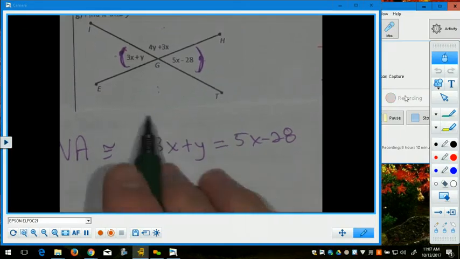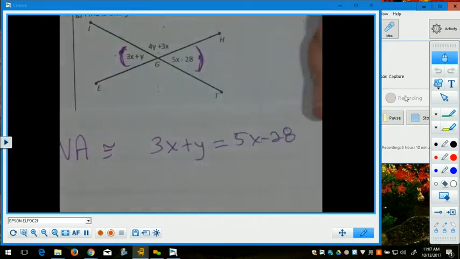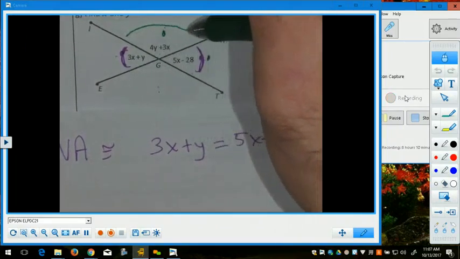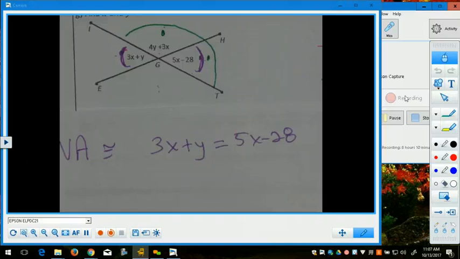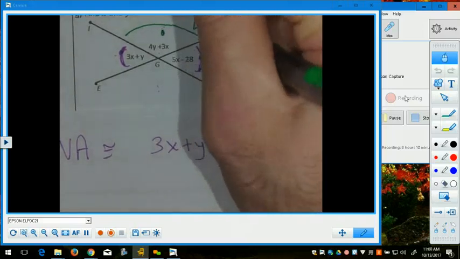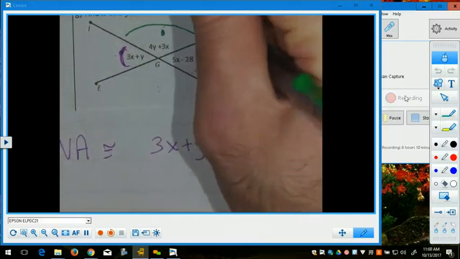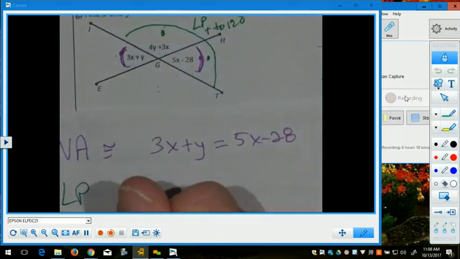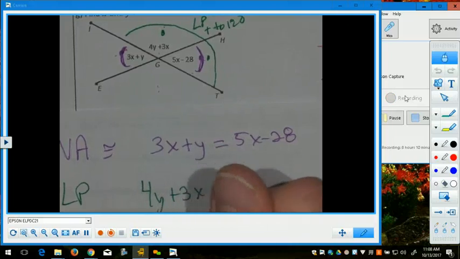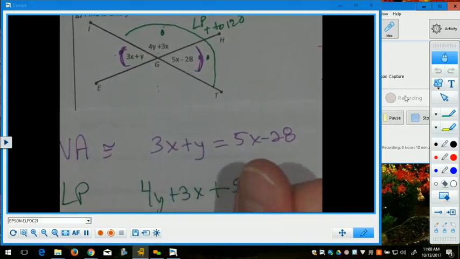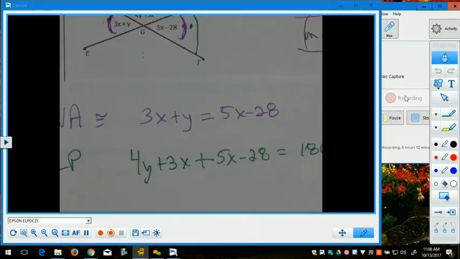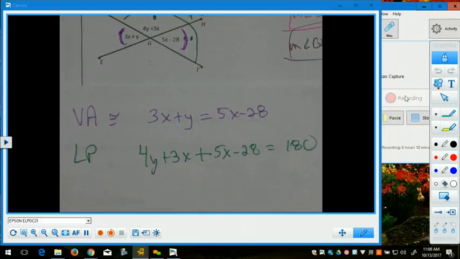4y plus 3x plus 5x minus 28 equals 180. So you're saying this angle right here and this angle form a what? A straight angle. They are a linear pair. And since they're a linear pair, they're supplementary. They're going to add to 180. So this green linear pair, you gave me the equation 4y plus 3x plus 5x minus 28 equals 180. Good. That is one possible equation. There is at least one more.